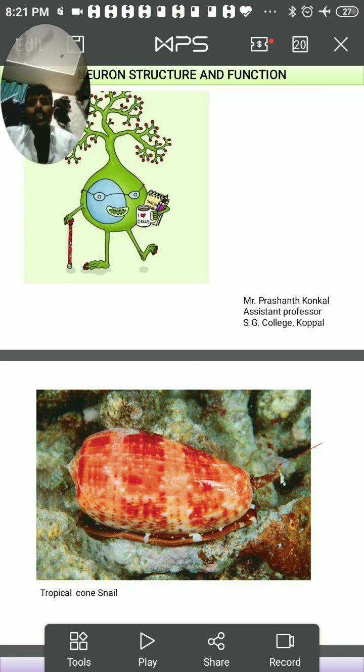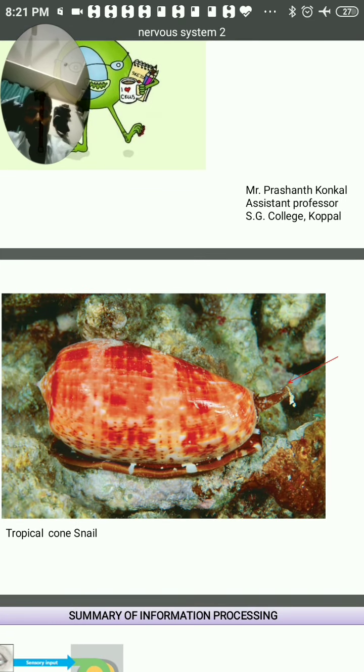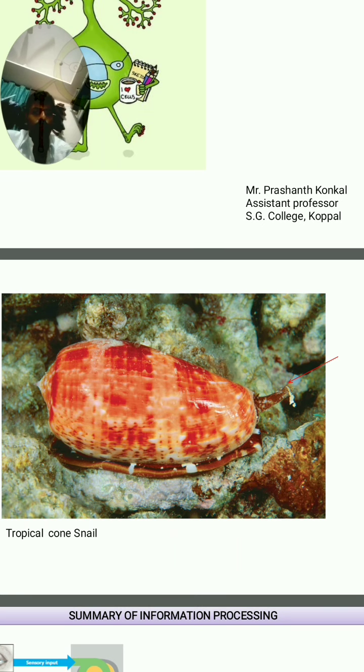Today I'm going to explain about neuron structure and functions. Look at the picture of a tropical cone snail. It is both beautiful and dangerous. A carnivore, this marine snail hunts, kills and dines on fish.